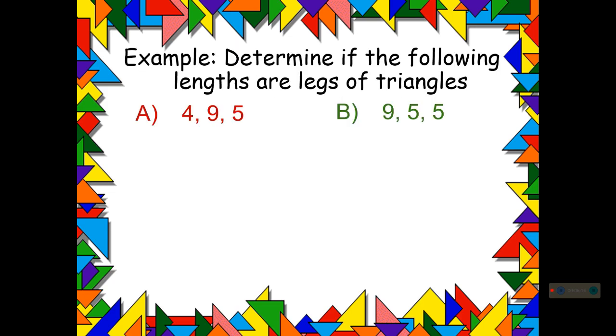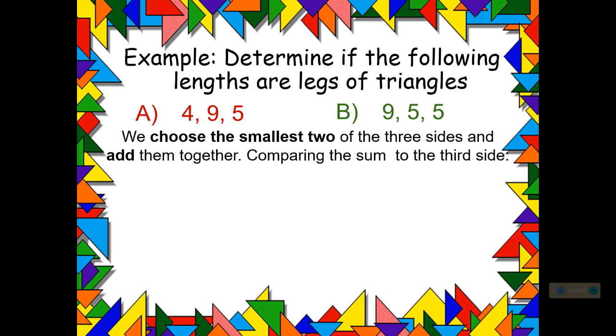Okay, so I have here another example. We're going to determine if the following lengths are sides of a triangle. So let's have first, of course, letter A. We are given 4, 9, and 5. Again, you are going to check by choosing the smallest two of the three sides. As you have seen, we have 4 and 5. Then add them together, then compare the sum to the third side.